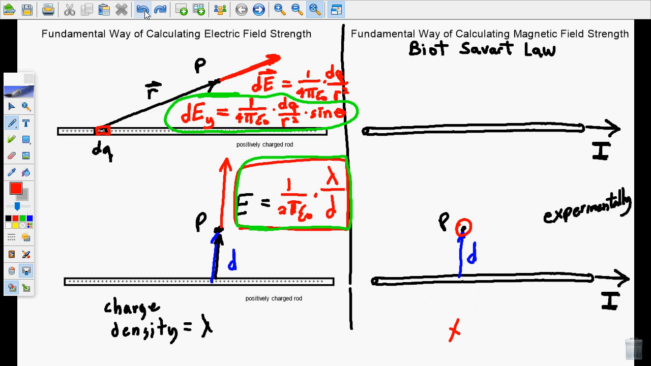And experimentally, it was found that the strength of this magnetic field, B, was equal to a certain expression. Does anyone recall that expression for the magnetic field above a current carrying wire? Kyle? Is it mu naught over 2 pi times I over r?